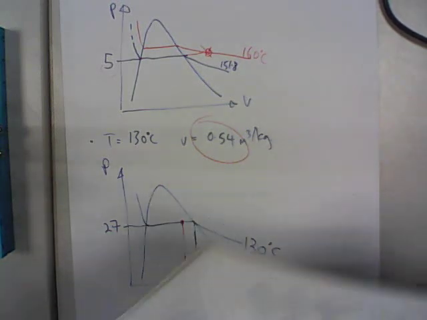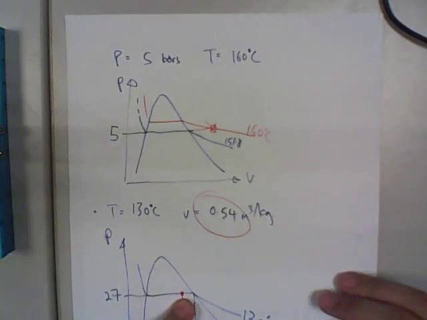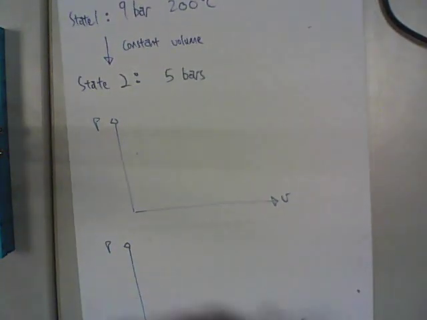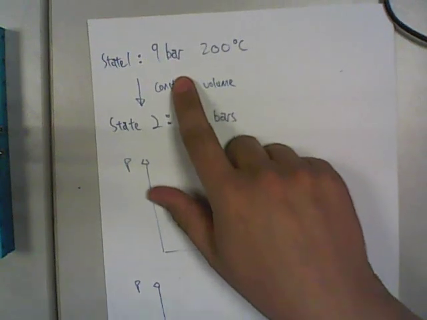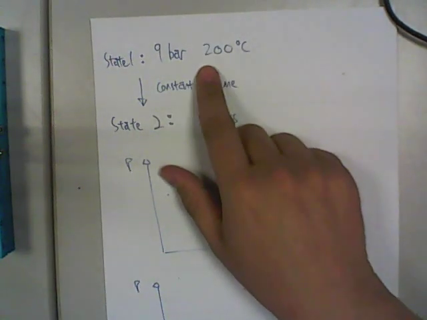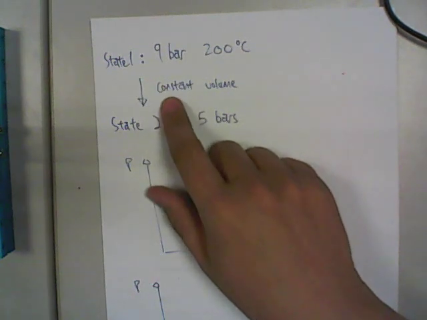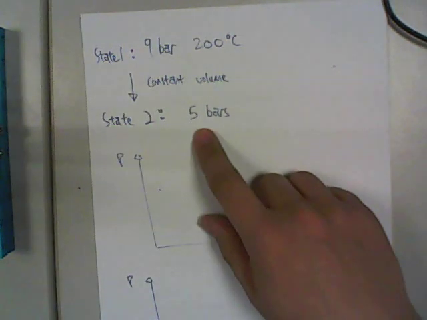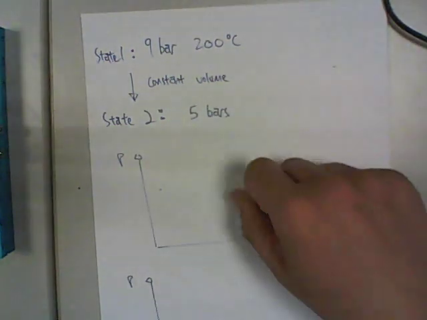And I have another very practical problem to highlight to you. So for example, the question goes like this. Let's say it starts from 9 bar at 200 degrees Celsius, and then it undergoes a constant volume change. It drops to 5 bars. Then you need to know where is the state.